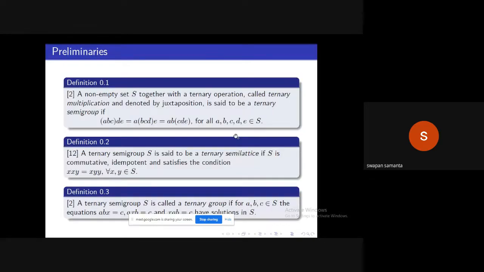To start with the topological ternary similarities, we need some basic definitions of ternary semigroups, which is nothing but a non-empty set with an associated ternary composition, which is mentioned very first. Thereafter, a ternary similarity is a ternary semigroup which is commutative, each element is idempotent, and satisfies the condition that for all x, y, xxy equals xyy, and then it is called a ternary similarity. A ternary semigroup is called a ternary group if for a, b, c belonging to S, the equations have a solution in S. Some authors say that those equations have a unique solution, but existence of a solution implies a unique solution.